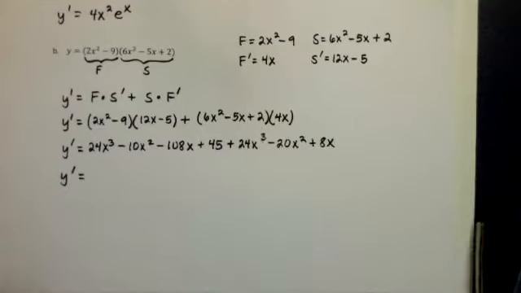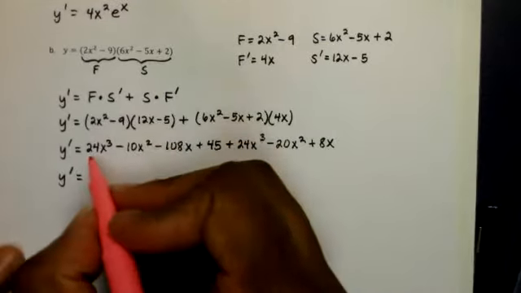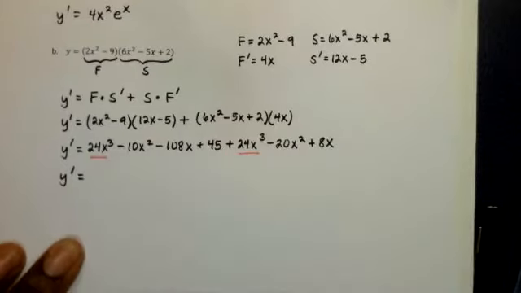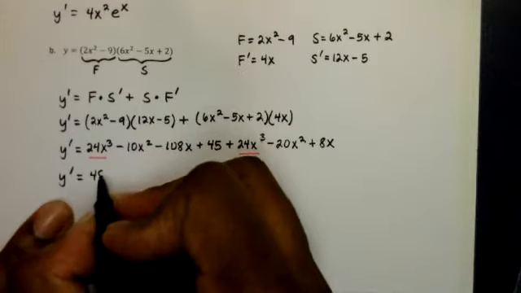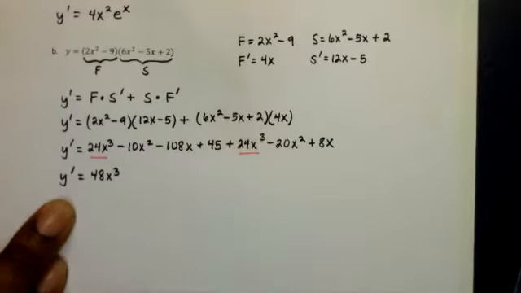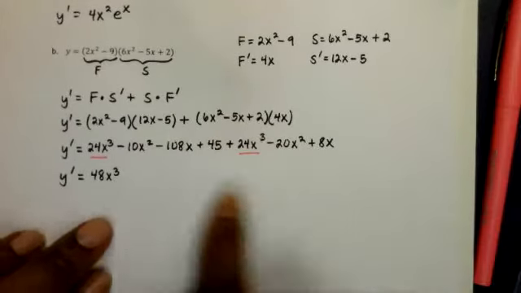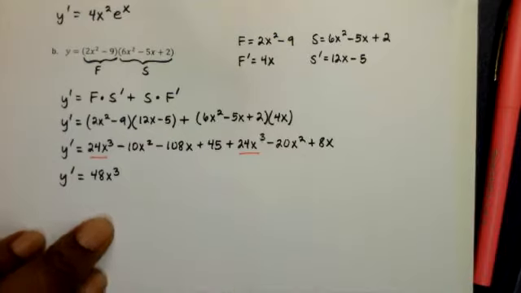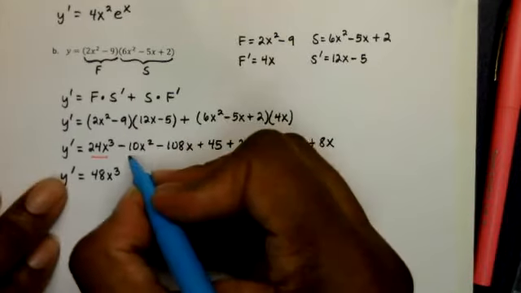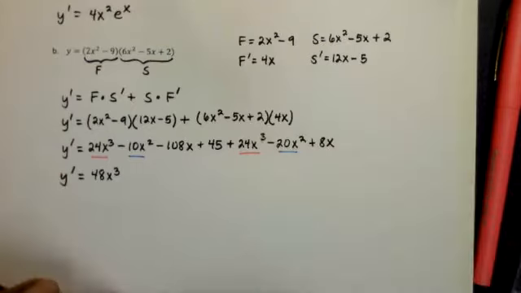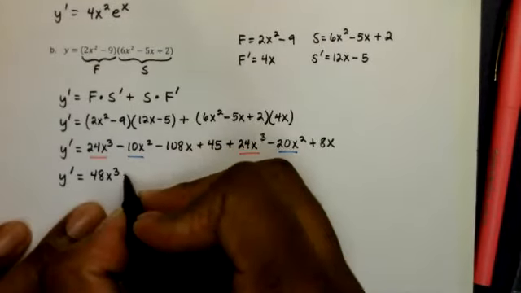Well, I got 24x cubed and a plus 24x cubed. I can combine those, and that will give me 48x cubed. And then next I got minus 10x squared and a minus 20x squared. So here's another pair of like terms I can combine. Negative 10x squared minus 20x squared will be minus 30x squared.